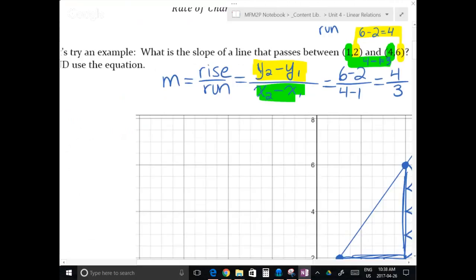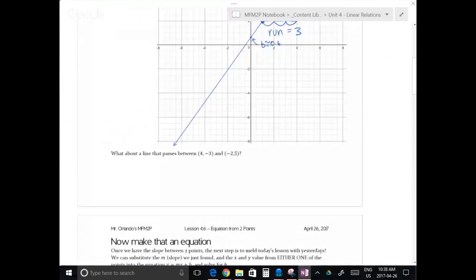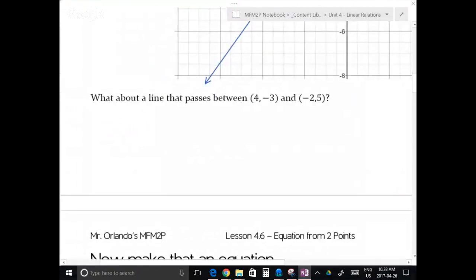Okay? I want you to figure out the slope of this one, a line that passes from 4, 3 to negative 2, 5. So go ahead and do this one.